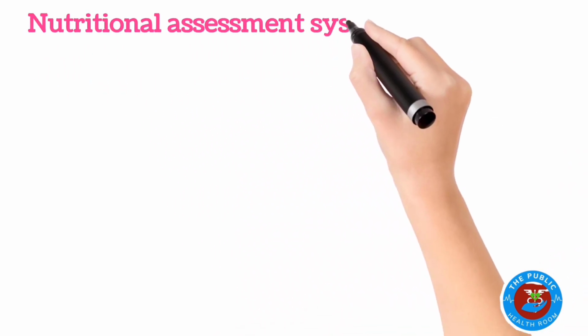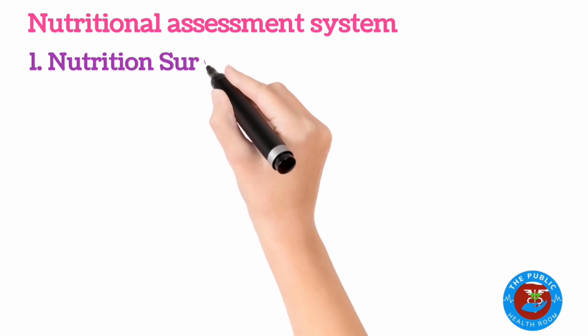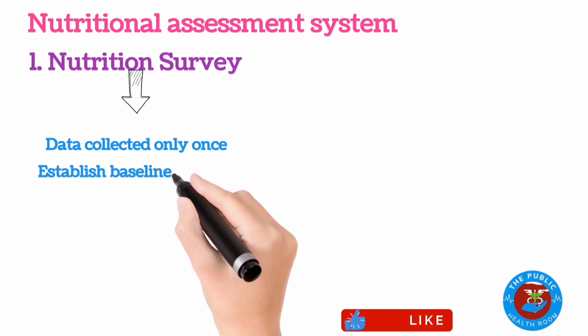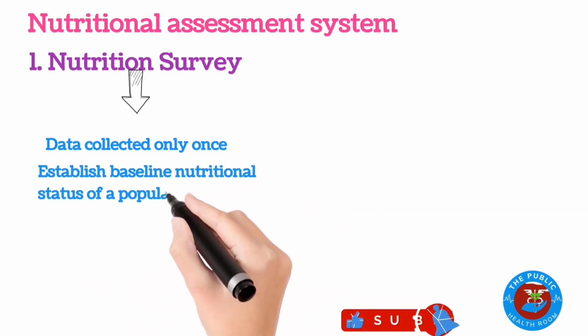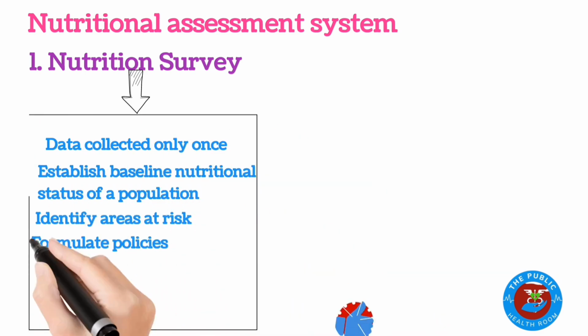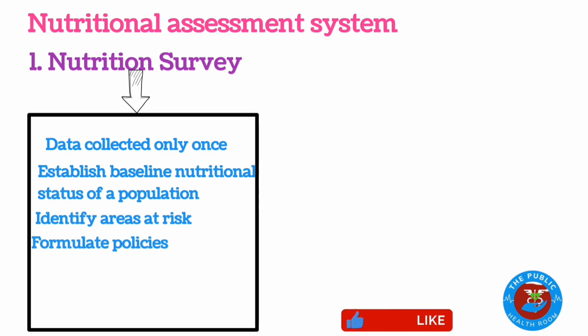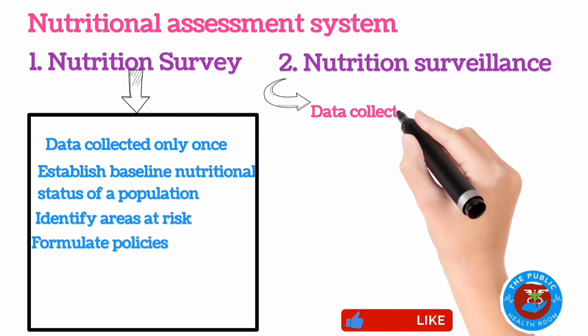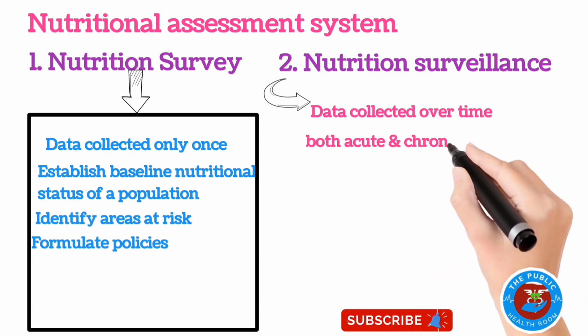Nutritional assessment system. In nutrition survey, data is collected only once, which establishes baseline nutritional status of a population. Nutrition survey identifies geographic areas or subpopulation groups at risk for chronic malnutrition, therefore important to formulate policies. In nutrition surveillance, data is collected over time on same groups and it can identify both acute and chronic malnutrition.